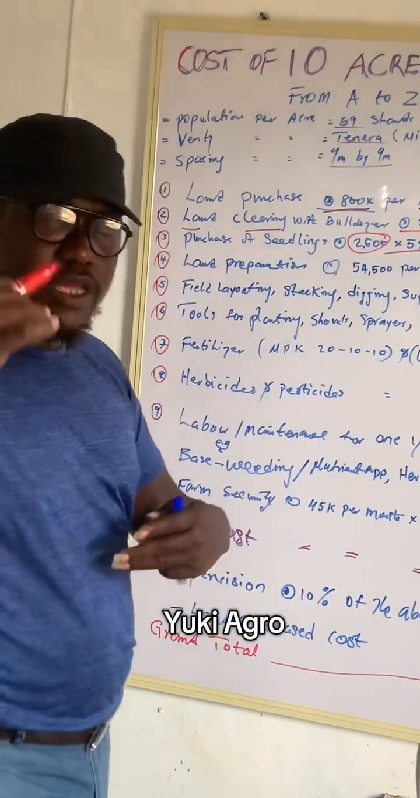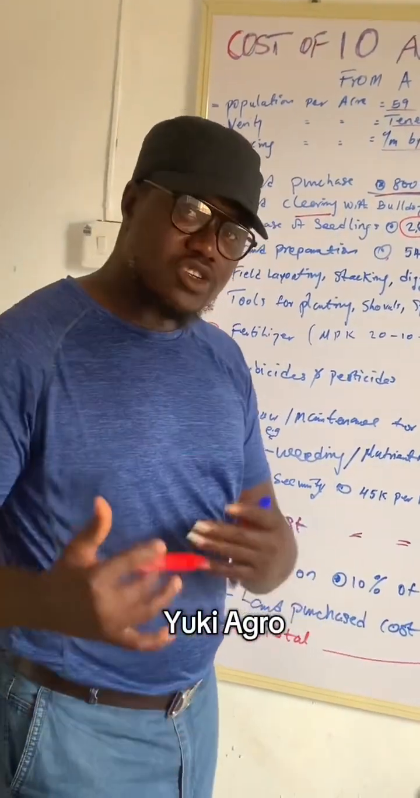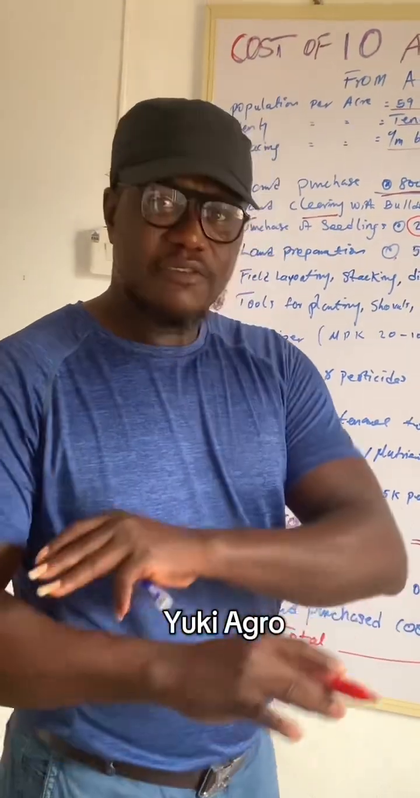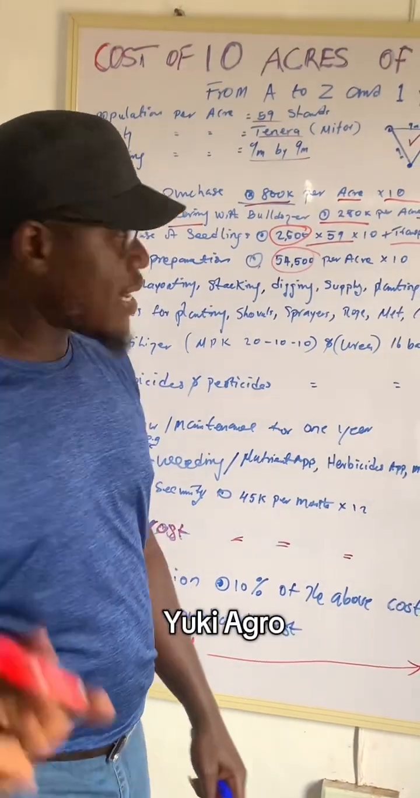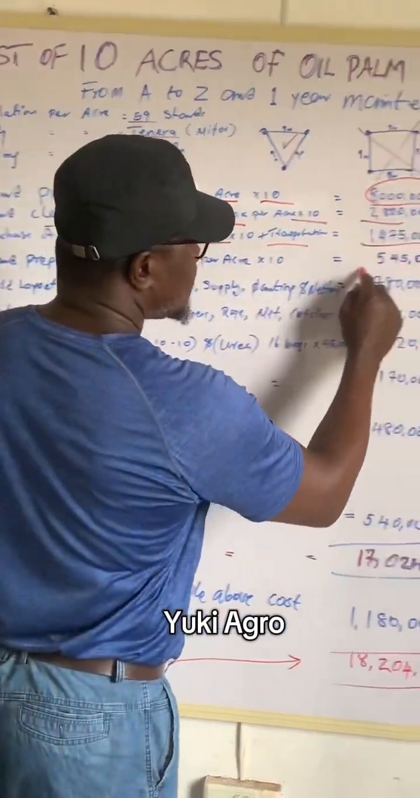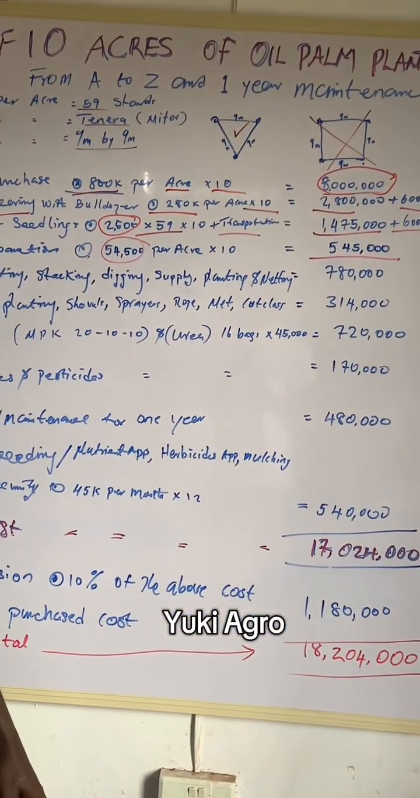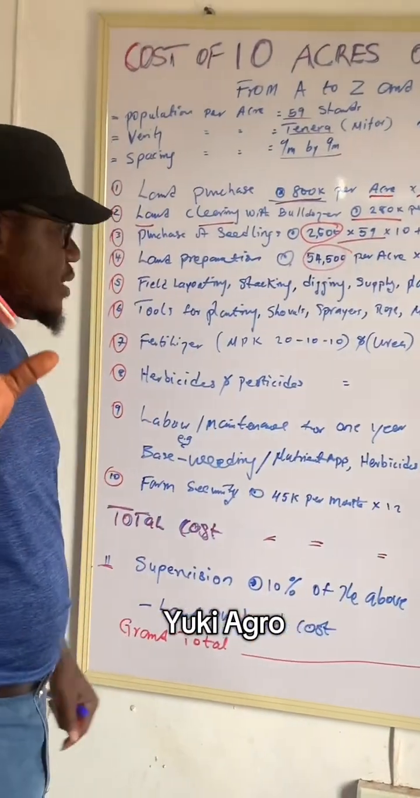Land preparation has to do with mechanized farming system. When you use a tractor to plow your land after the dozer has finished clearing your land, the charge is 54,500 naira per acre. You multiply that by 10, you will have 545,000 naira in total to clear 10 acres.